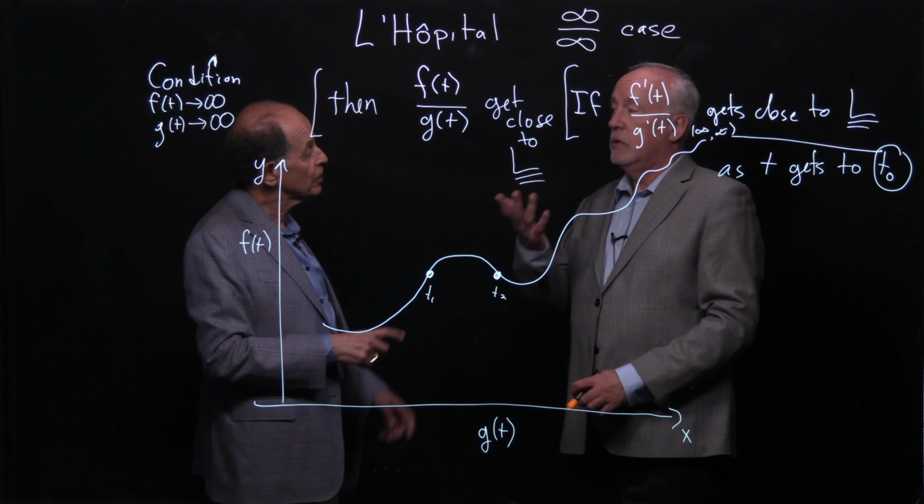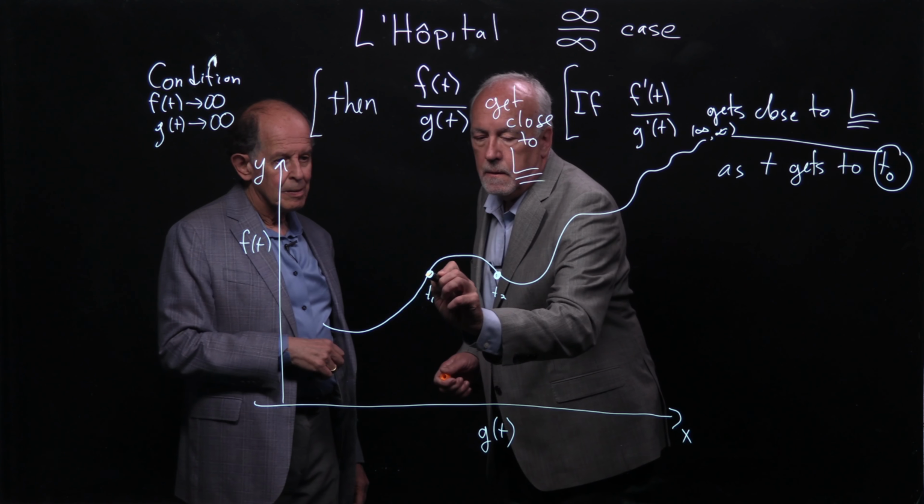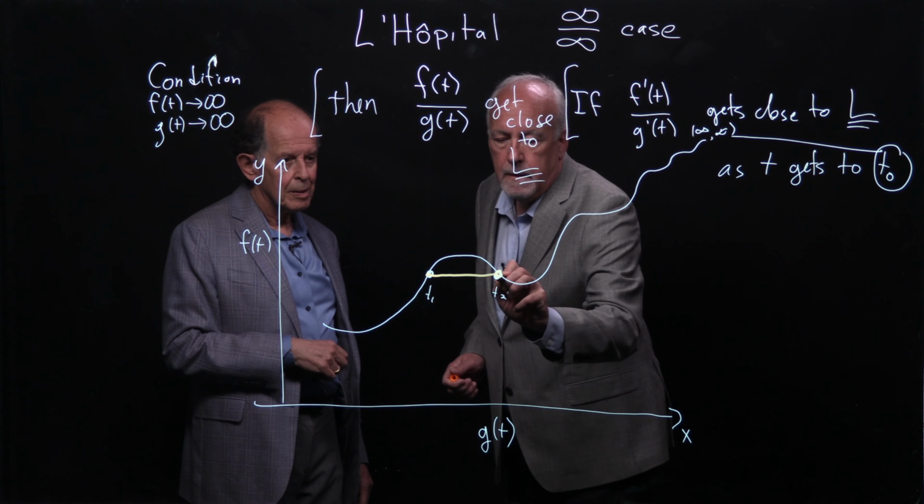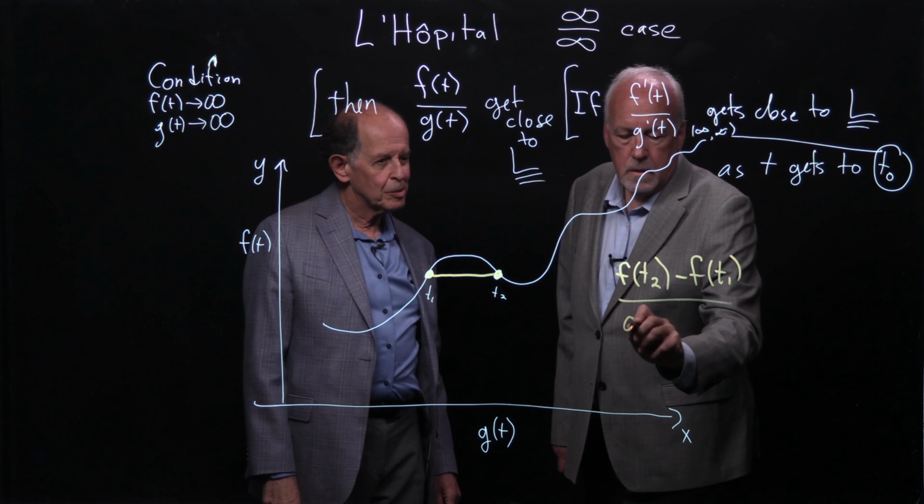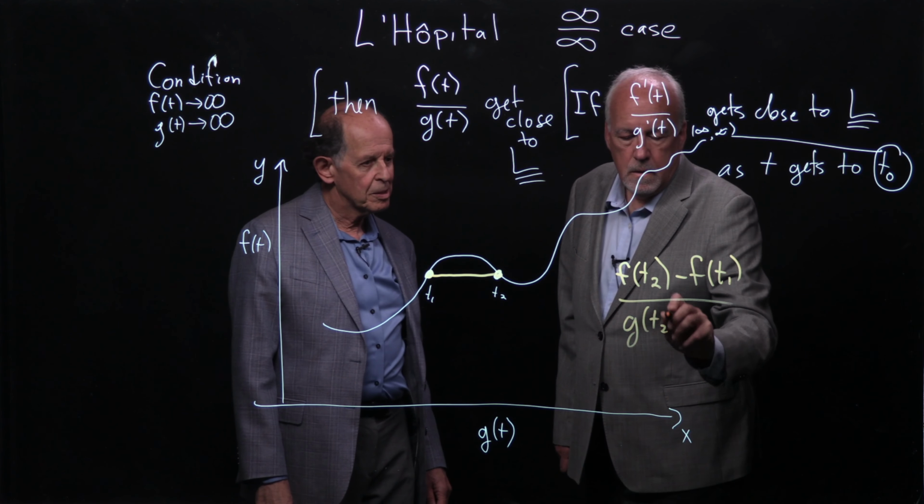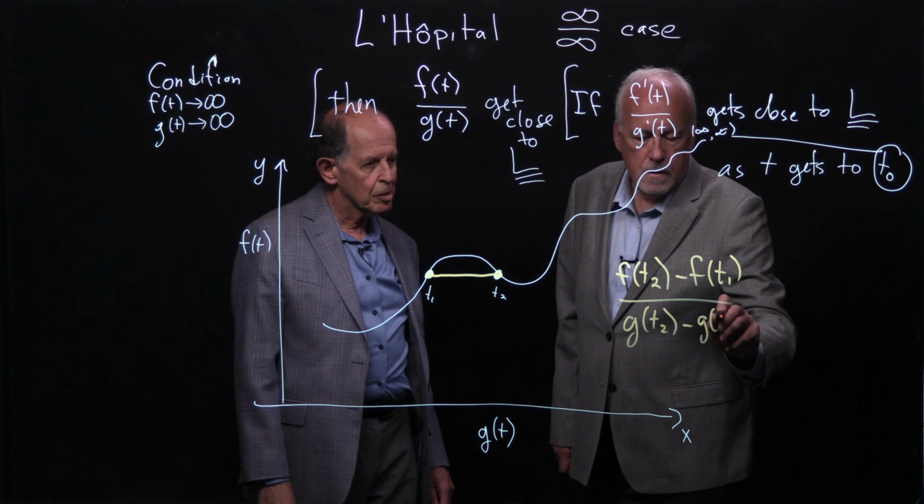So let's draw a few lines. Remember with the Cauchy mean value theorem, we took 2 points and drew a line in between them. The secant line. And what's the slope of this secant line? Well, it's going to be the value of f here, g there, just the ordinary difference. f of t2 minus f of t1, divided by the difference with the g's, g of t2 minus g of t1. That's the secant line slope.